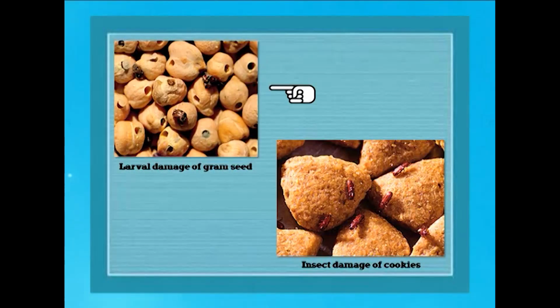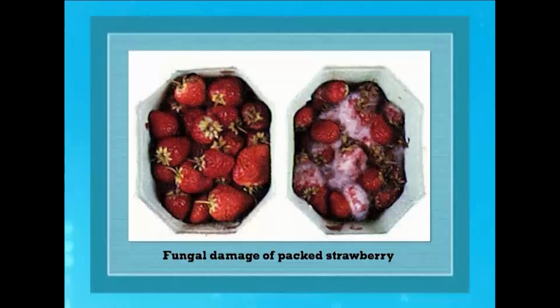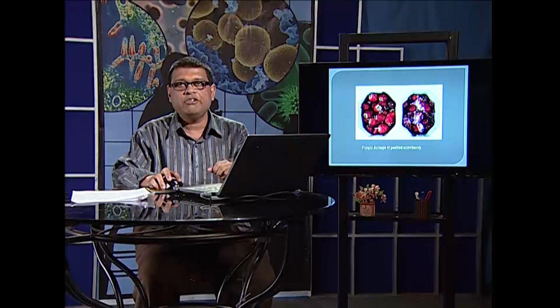The appearance of the food is most important. When we see these gram seeds with holes in them created by insect larvae, then immediately we understand that this food is not fit for consumption. Or when this nice piece of cookies has been affected by arthropods or insects of different types, then naturally we need to remove them before consumption, or if it is degraded, we cannot take it. If this packet of strawberry has this mycelial growth, mind you, this also is not fit for consumption because you never know what type of toxin is being produced by this fungal mycelia.